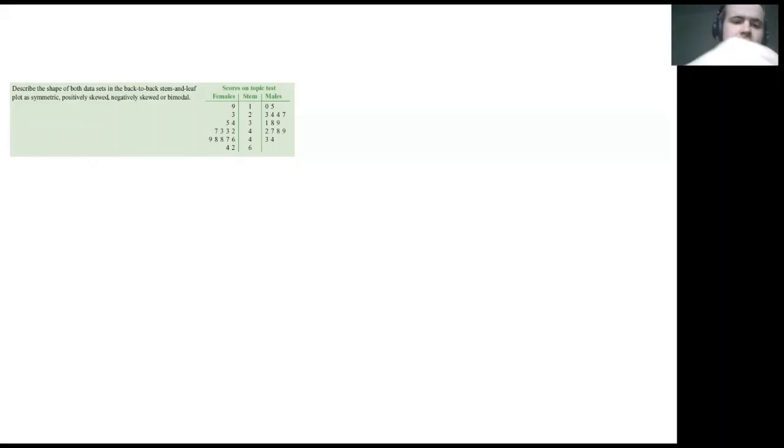When we look at the scores on the topic test, a lot more females were doing better than not so good. You can see there's a big peak towards the bigger numbers. So that's going to be negatively skewed. If you've got more bigger numbers than small numbers, negatively skewed. So females, negatively skewed.